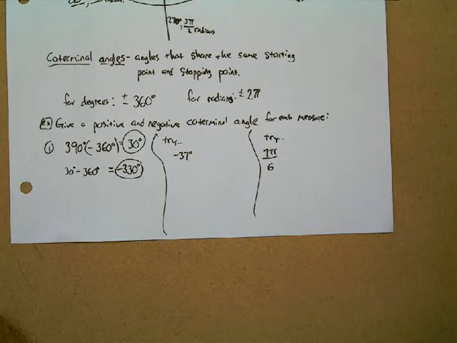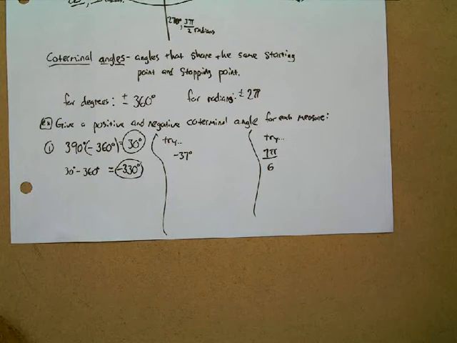Any volunteers for the negative 37 degrees? Give me a positive or a negative coterminal angle there. Yep, Nick, go ahead. Negative 397 degrees, okay. That's a negative coterminal angle. You want to give me a positive one too, please? 323 degrees. Okay. Any questions on that? All good? Okay. How about the 7 pi over 6?